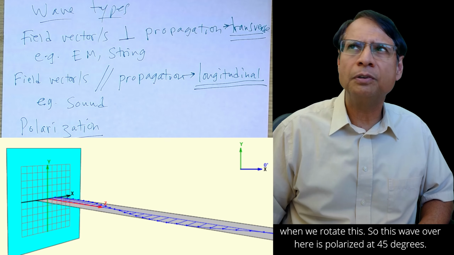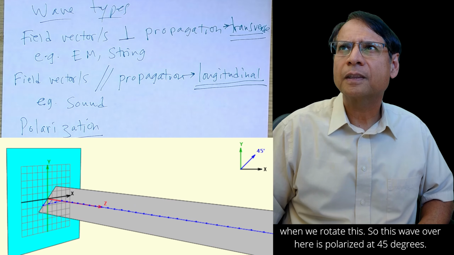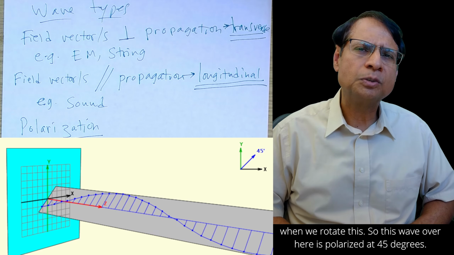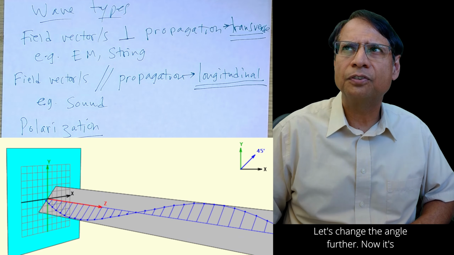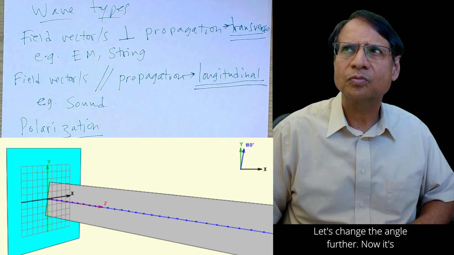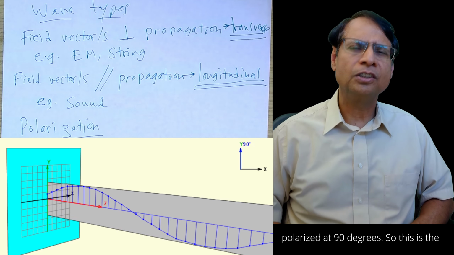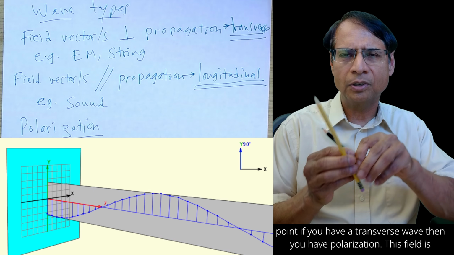Let's see what happens when we rotate this. So this wave over here is polarized at 45 degrees. Let's change the angle further. Now it's polarized at 90 degrees. So this is the point. If you have a transverse wave, then you have polarization.